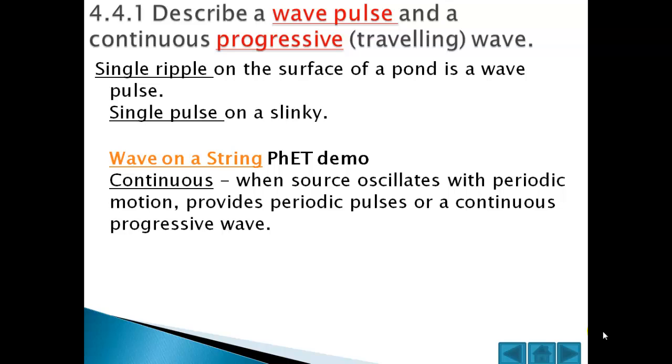A continuous wave or a progressive wave is when the source oscillates with a periodic motion and it provides a continual cycle of periodic pulses, or in other words, a continuous progressive wave. The energy will spread away from the source and there will be a continuous flow of energy.